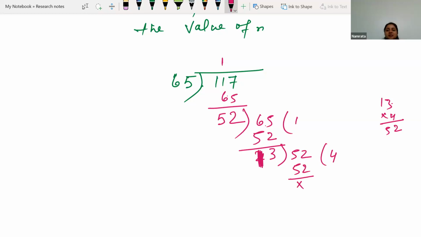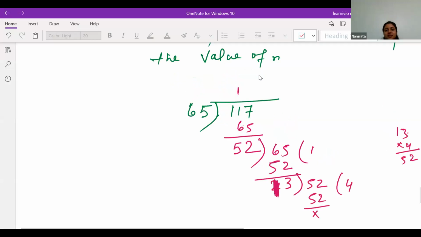Have you seen this method or is this the first time you are seeing this method? Please unmute yourself and tell me. Have you used this process earlier? No, ma'am. You have not used? The HCF would be 13, right? Yeah, HCF will be 13.